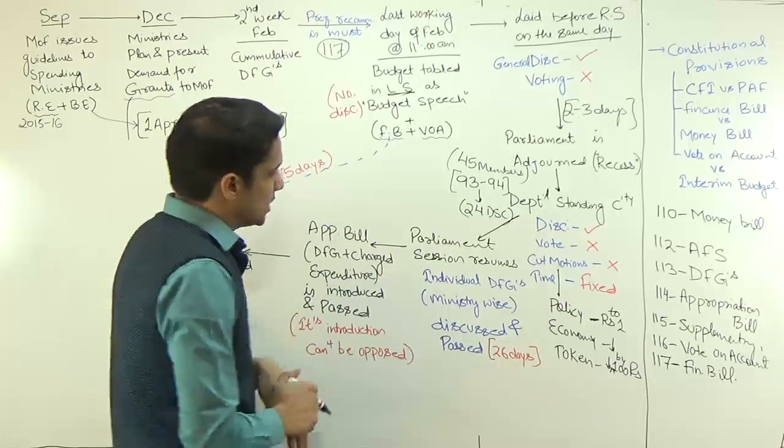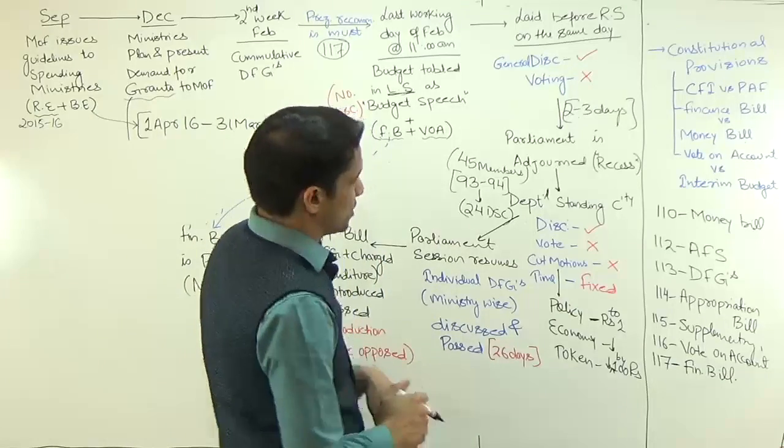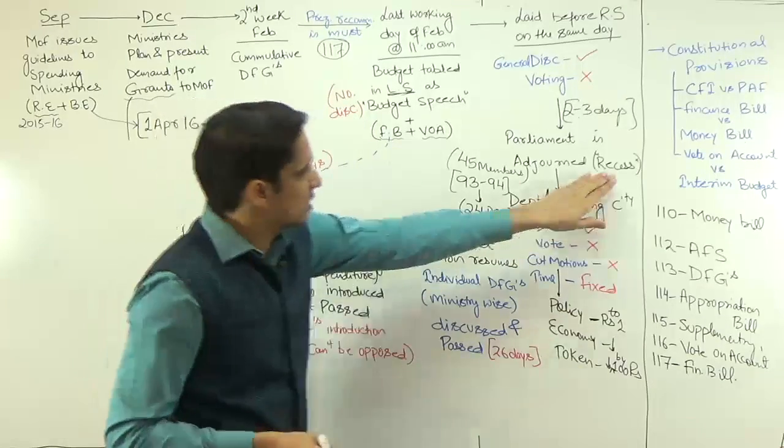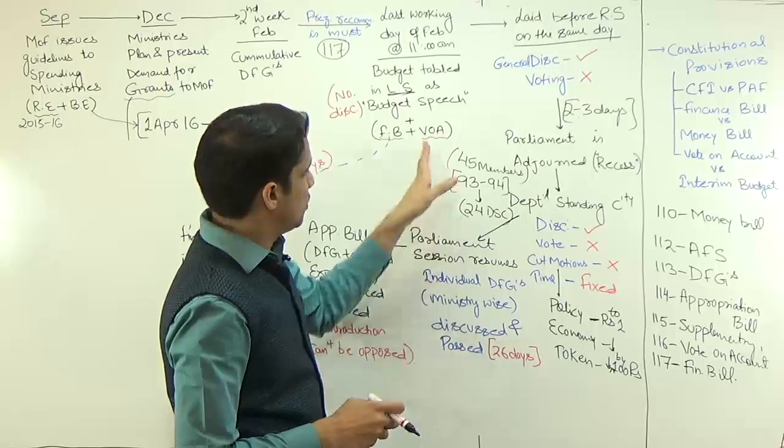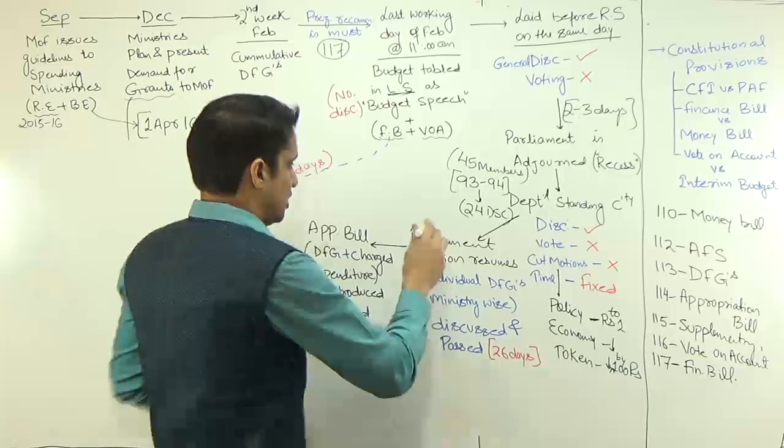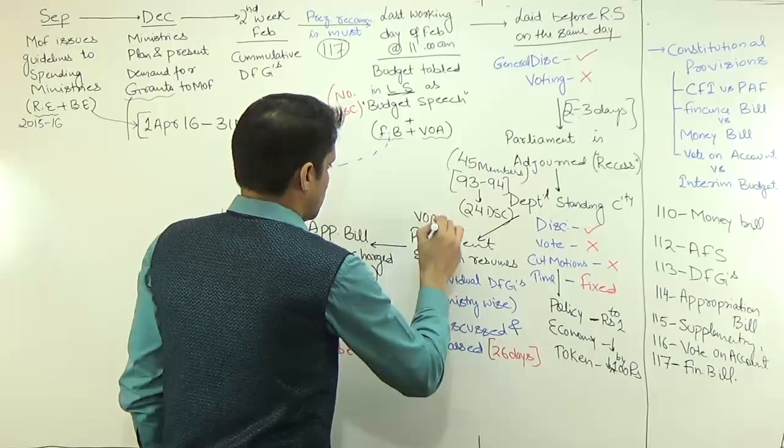Then, once the parliament session resumes, maybe after 1 month or so, after this recess, the first thing is that the vote on account is passed.